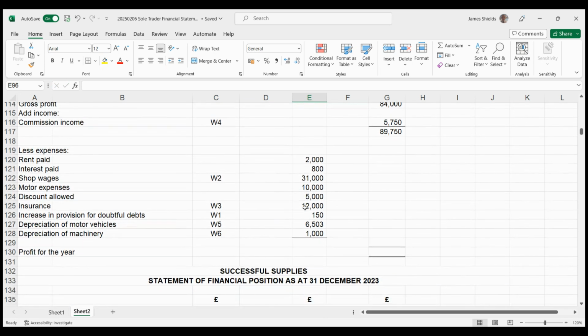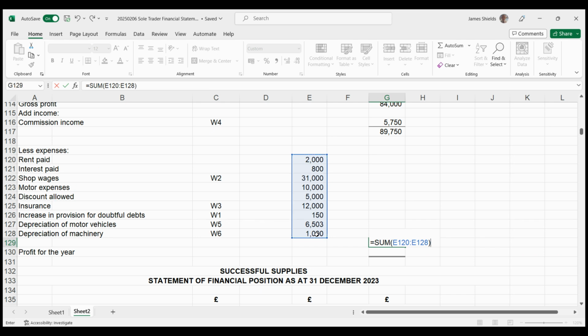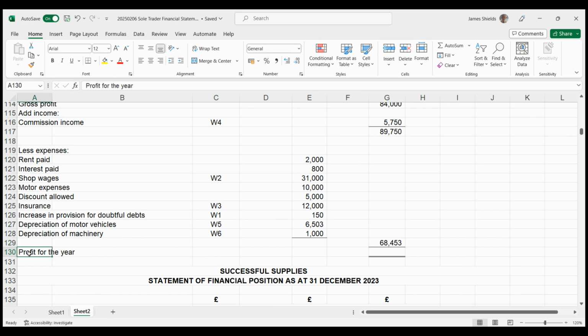So now we've got all of our expenses. We now need to total them up and put them in what would have been the third column, or the ends column. And they come to £68,453. Now our profit for the year will be the £89,750, take away the £68,453. So here we go, it's the £89,750, take away the £68,453. And we get a profit for the year of £21,298. And that profit figure we're going to use eventually towards the end of our statement of financial position.